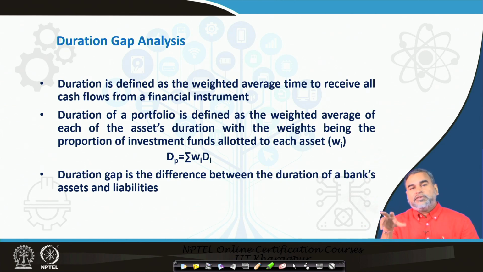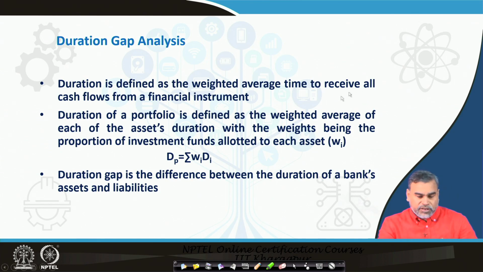So, if you know the duration of each asset and how much money is invested in that particular asset, on that basis we can assign the weights, and finally the weighted average of all those durations gives the duration of the portfolio. Whenever we talk about the duration gap of a commercial bank, it is the difference between the duration of the bank's assets and the duration of the bank's liabilities. So, if you can calculate the duration of the bank's assets and liabilities, then the bank's duration gap can be calculated.